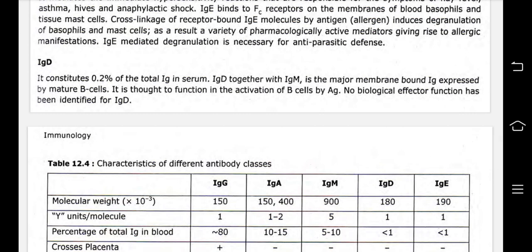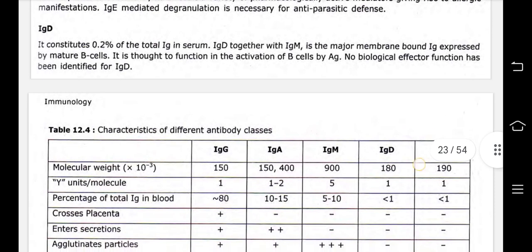And IgD, it constitutes 0.2% of the total Ig in serum. IgD together with IgM is the major membrane-bound Ig expressed by mature B cells. It is thought to function in the activation of B cells by antigen. No biological effector function has been identified for IgD.